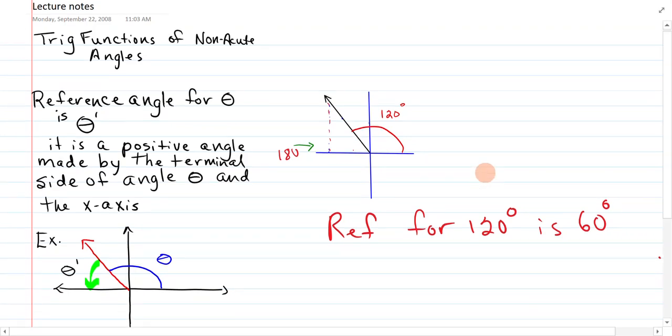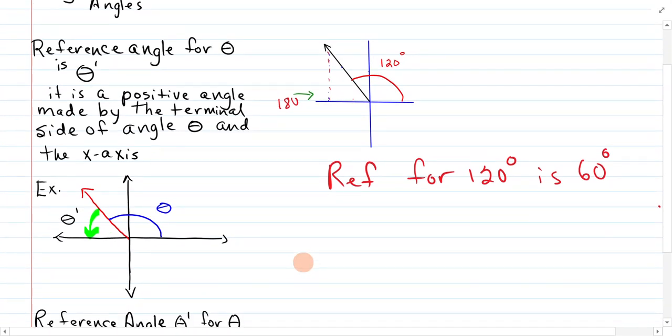In other words, here's a better reference. Here, this blue is theta. This angle in here, because you always go to the x-axis, is theta prime, and we can tell that's an acute angle. This is not. So there's a rule for how to find theta prime. The reference for 120 is 60, and that means all the cosine, sine, everything that holds for 60 is the same for 120, except perhaps negatives and positives.